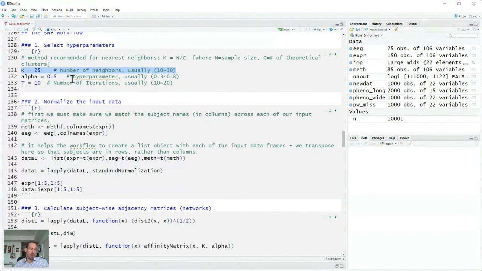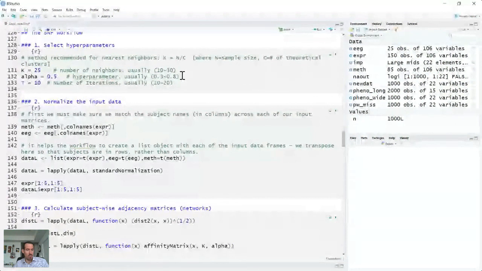The second one is a hyperparameter, which is fairly abstract. It has to do with the scaling of similarities also during fusion. And then T is the number of iterations, which is the number of times that the networks are fused. It is an iterative process. It basically takes one data type and updates it using information from the other data types. And then it goes again and updates another data type with the other two data types, one of which has been updated, and it continues to cycle through in iterations.